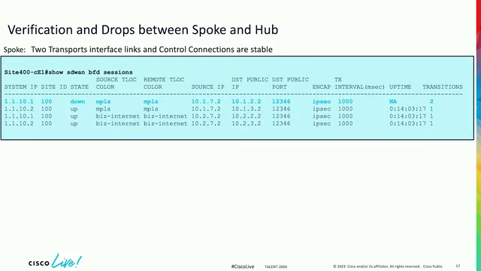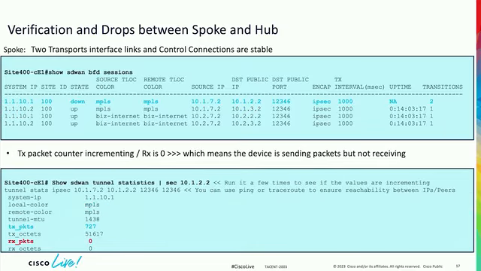First, the two transport links and the control connections are up on the spoke side. To check whether the BFD state is up or down to the hub side, we need to run show SD-WAN BFD session. From this output, we can clearly see the state is down. Furthermore, we need to check if the traffic is going out of the spoke to the hub. To check that, we need to run show SD-WAN tunnel statistics to the destination, which is the hub.